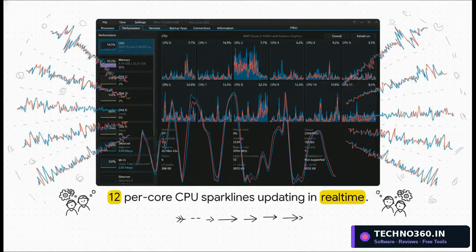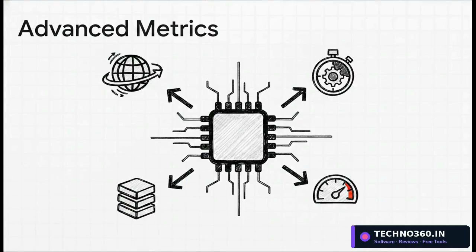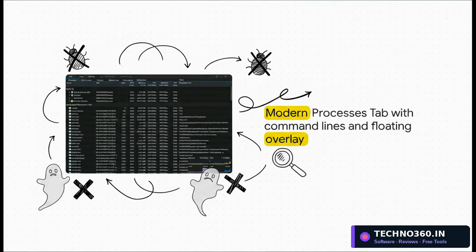Just look at this Performance tab. Every single logical processor gets its own live real-time sparkline. Plus, you can instantly track kernel times, cache sizes, and live network connections right here. Debugging code? The Processes tab shows full command lines, making it super easy to hunt down zombie processes.